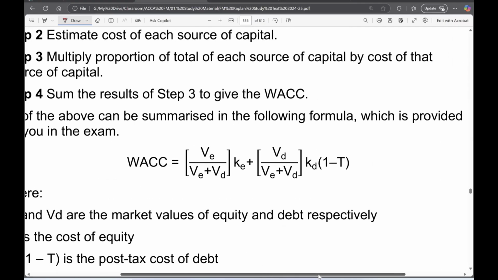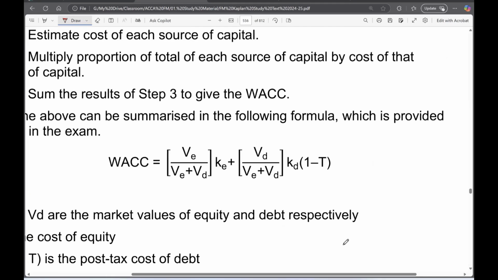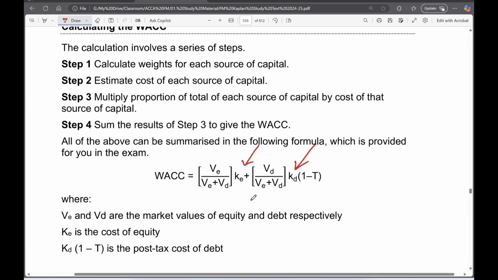But let me explain what VE or VD is here. KE we know is the cost of equity, and KD is your cost of debt. What is VE? VE is the value of equity. VE and VD are the market values of equity and debt. So keep in mind, WACC we always calculate based on the market values.